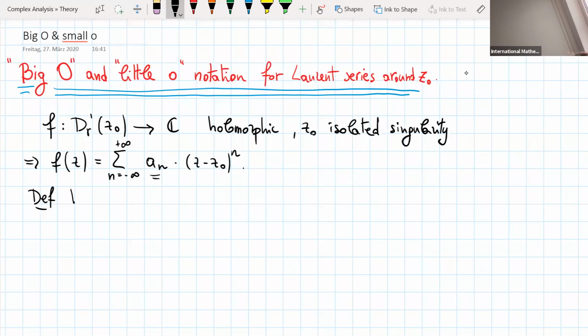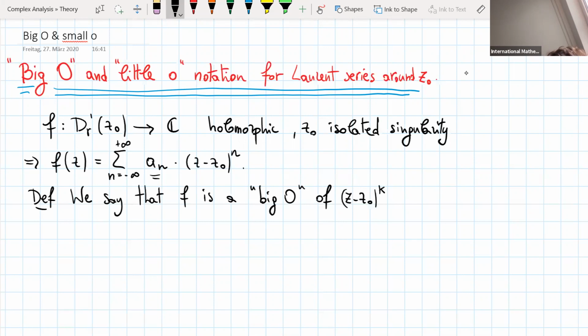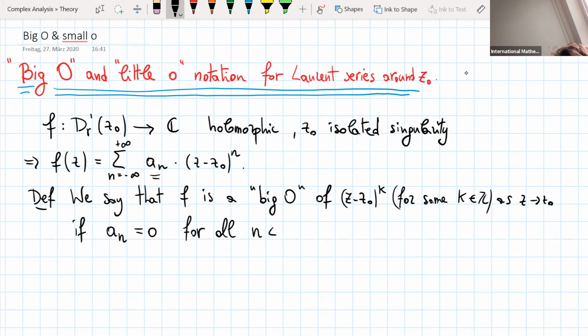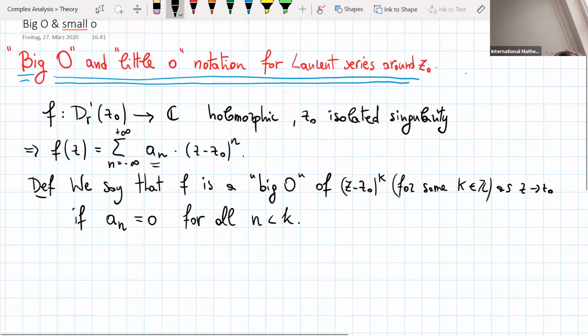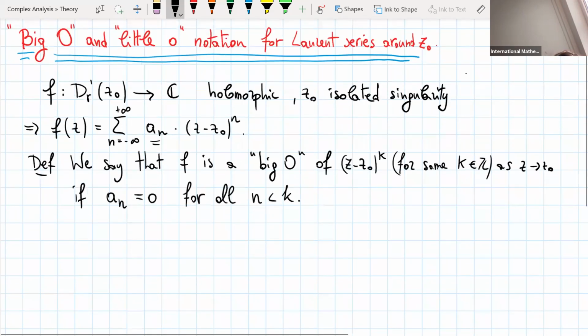So we say that f is a big O of (z minus z0) to the k, for some integer k, as z tends to z0, if the coefficients a_n are equal to 0 for all n smaller than k. So basically what we are saying is that the Laurent expansion of f contains terms only of order bigger or equal than k.